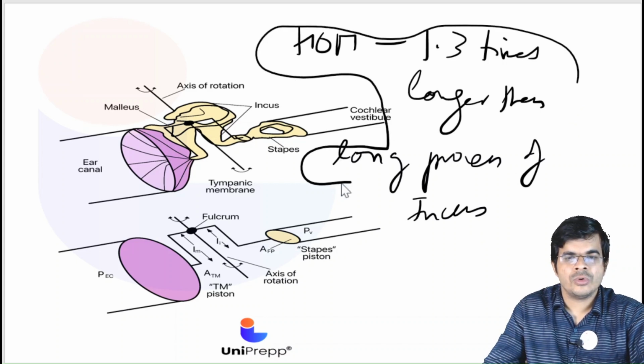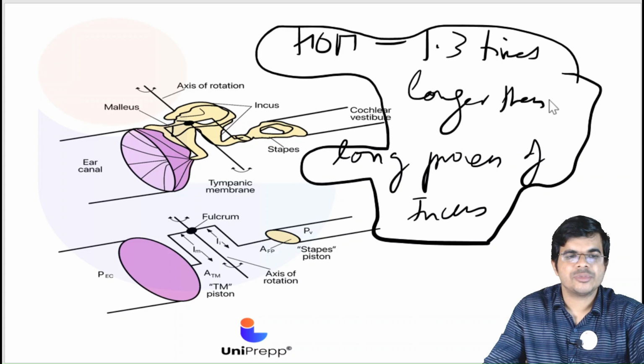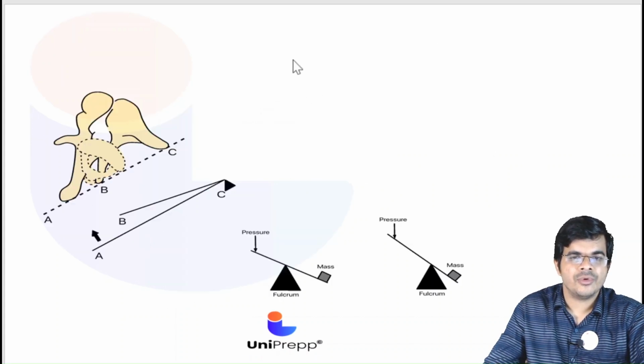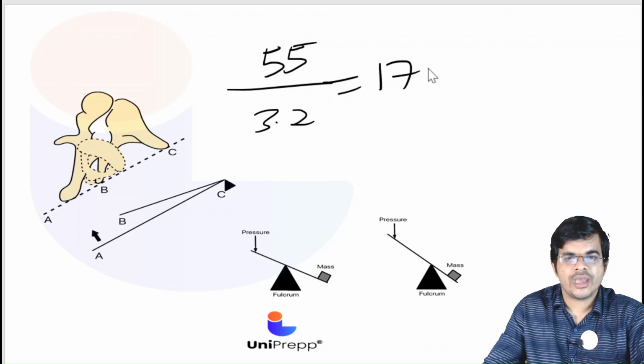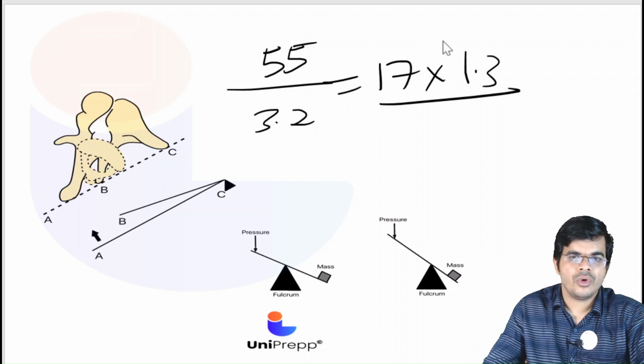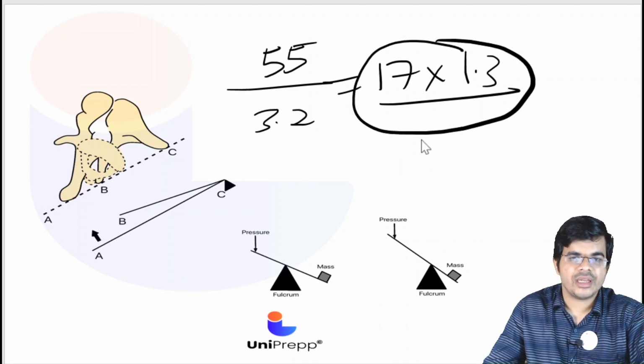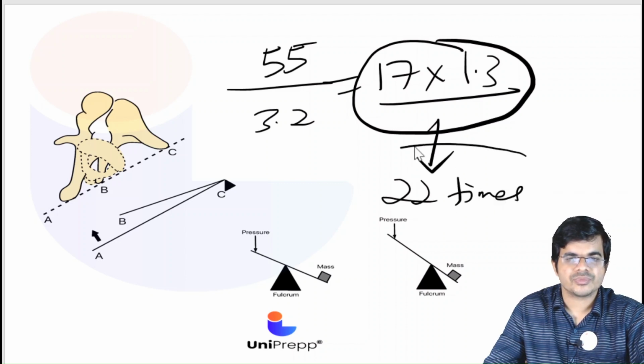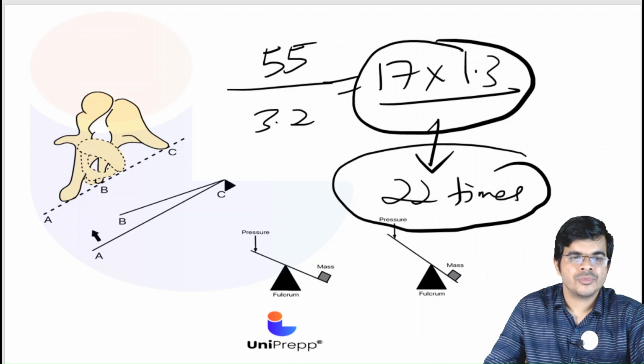So this 1.3 is the lever ratio, compared to the 17 times from the areal ratio. Okay, what is the areal ratio? 55 millimeter square divided by 3.2, that is equal to 17. Okay, 17 into 1.3, that is the advantage obtained, and that is approximately 22 times. So 22 times amplification is obtained because of that.